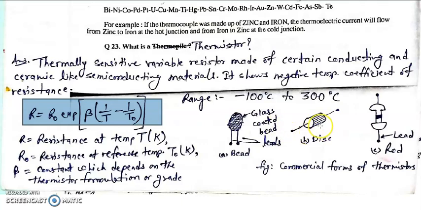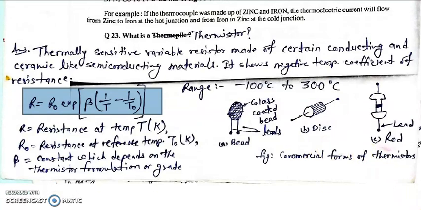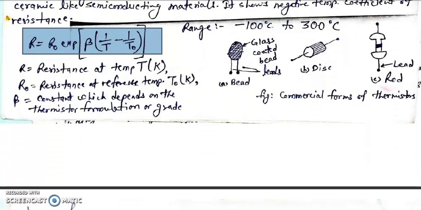This is a disc type and this is a rod type, which have two leads. These are the conducting leads. If they are exposed to a change in temperature, the internal material will have a resistance change, and if these two points are connected in a closed loop, there will be a change in current, and that can convey the message to the measuring scale. Okay, so this is thermistor.